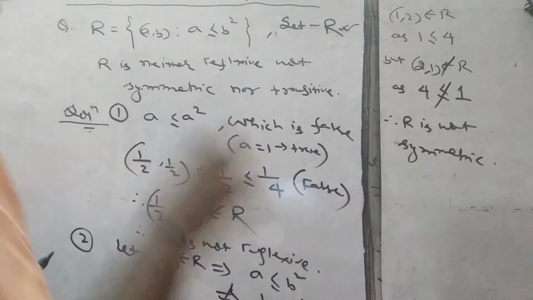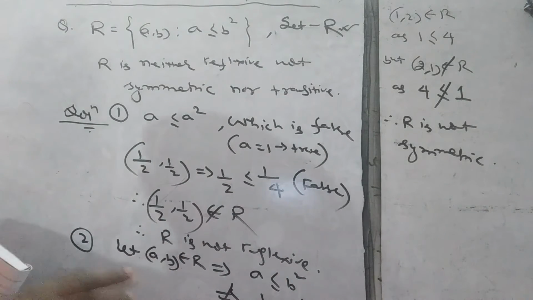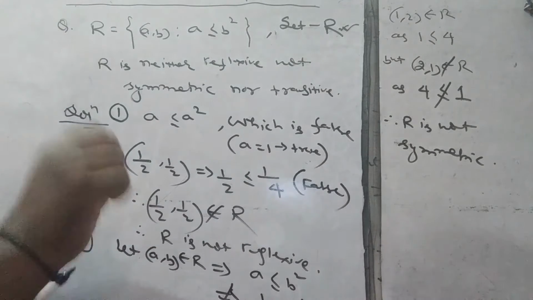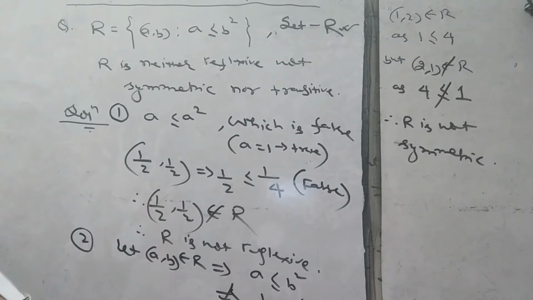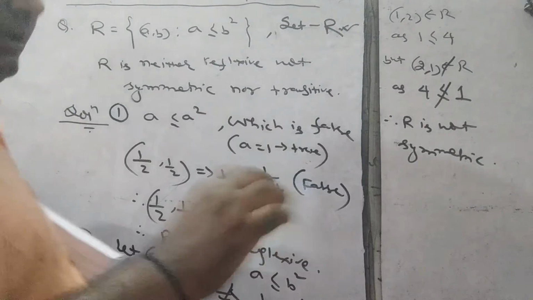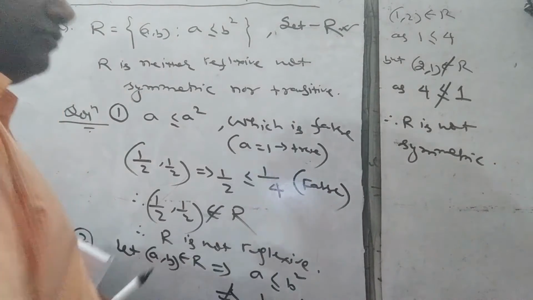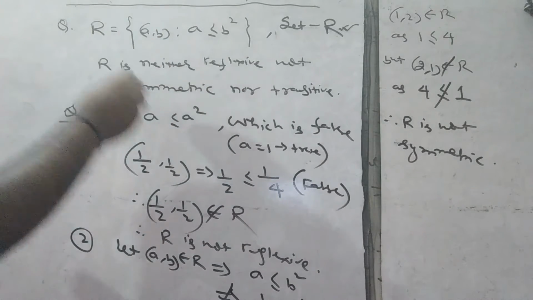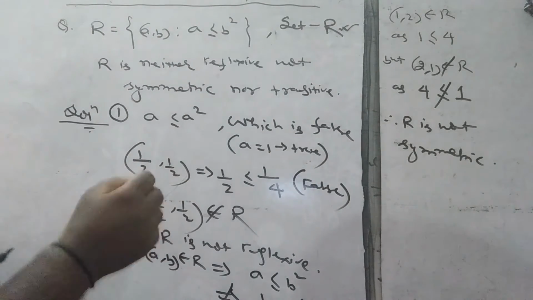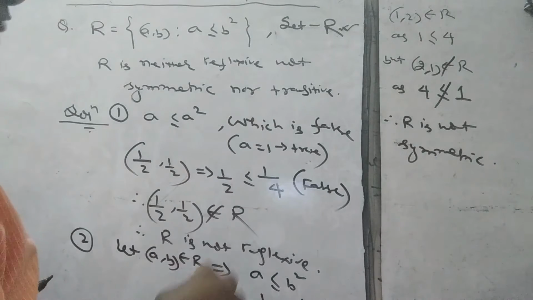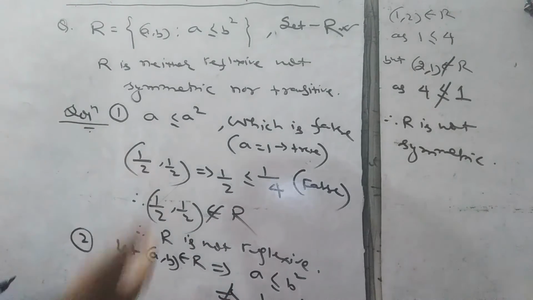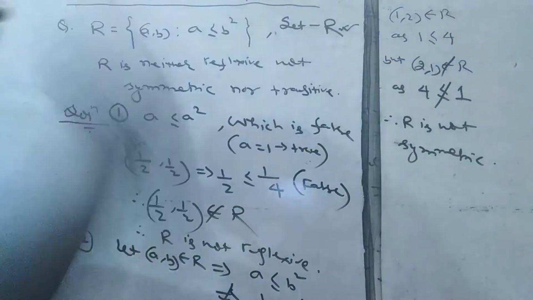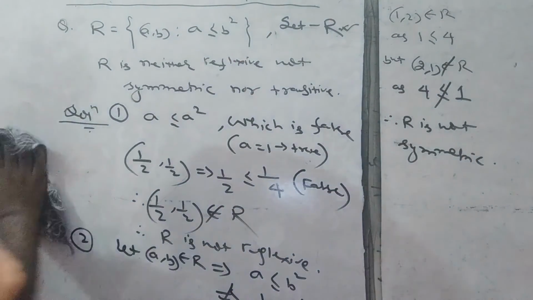Always remember that whenever you have to prove "not", you have to give an example. That's the way of writing the solution. If you have to prove that it is, then there is no need of giving an example. But if the question itself says that it is not reflexive, nor symmetric, nor transitive, in every case we have to put a pair or an example so that it satisfies your claim.